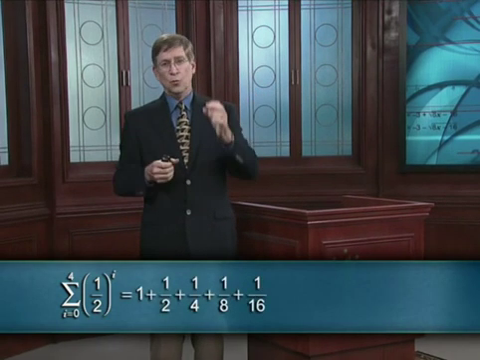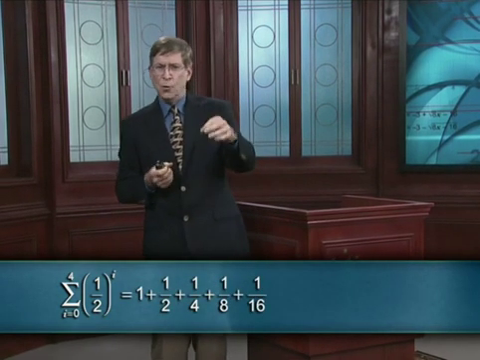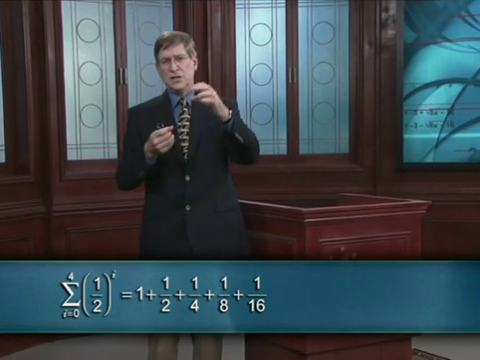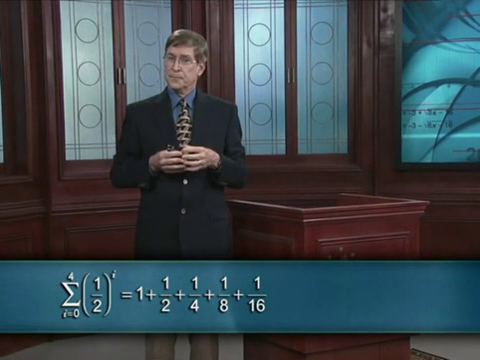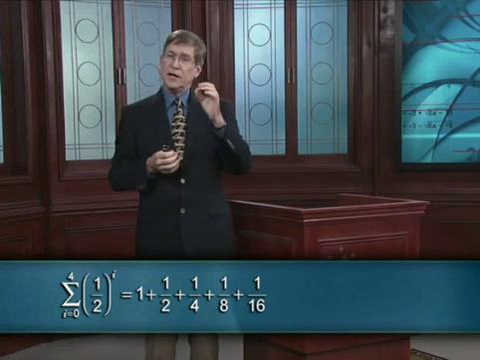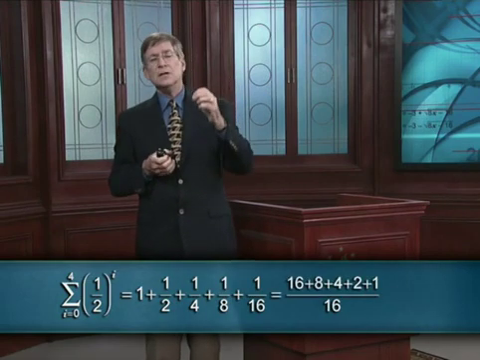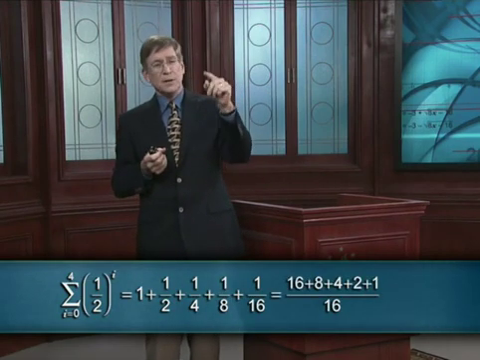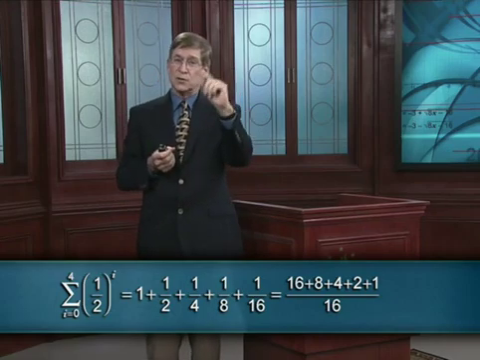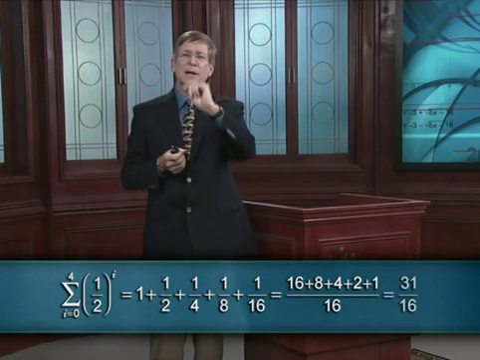The summation from i equals 0 to 4 of (1/2) to the ith power. That would be the following finite sum: 1 plus a half plus a fourth plus an eighth plus a 16th. And I could add that finite sum up. If you get a common denominator of 16, the numerator becomes 16 plus 8 plus 4 plus 2 plus 1. Add those numbers up, and it comes out to 31 over 16.